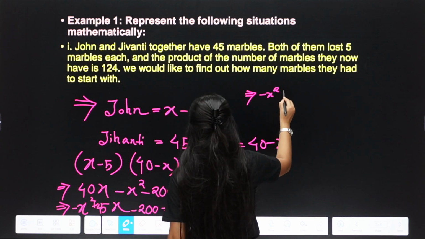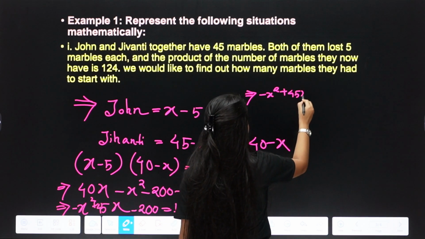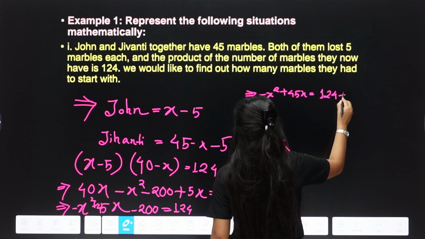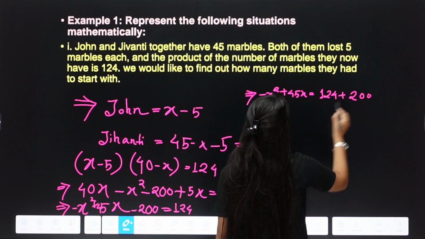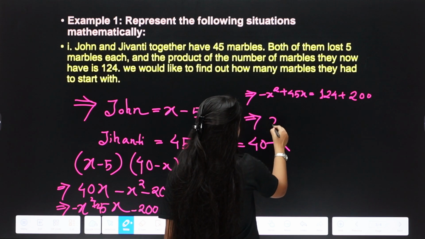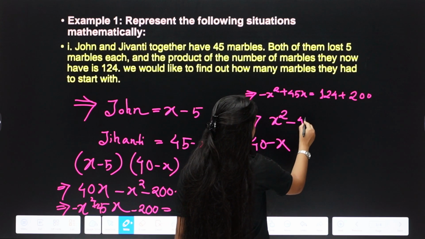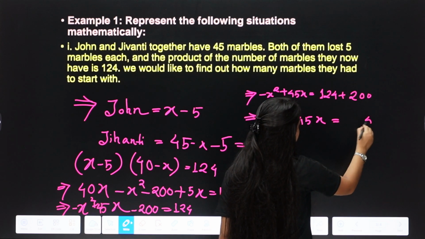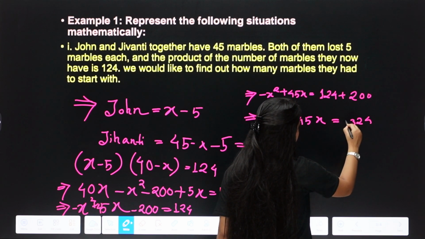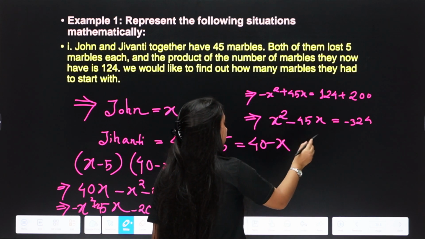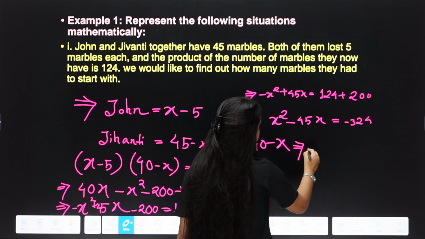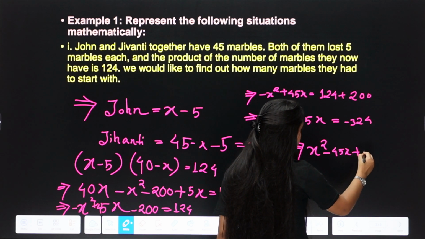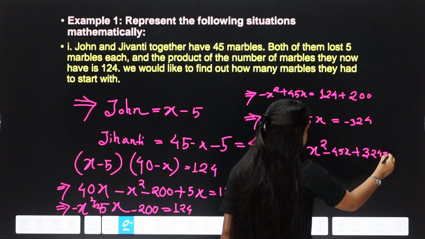So it will be equal to minus x square plus 45x is equal to 124 plus 200, that is x square minus 45x is equal to minus 324, that is x square minus 45x plus 324 is equal to 0.